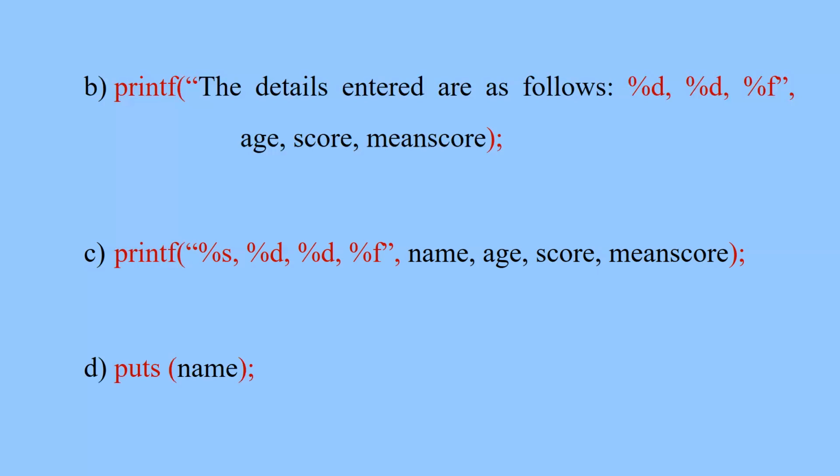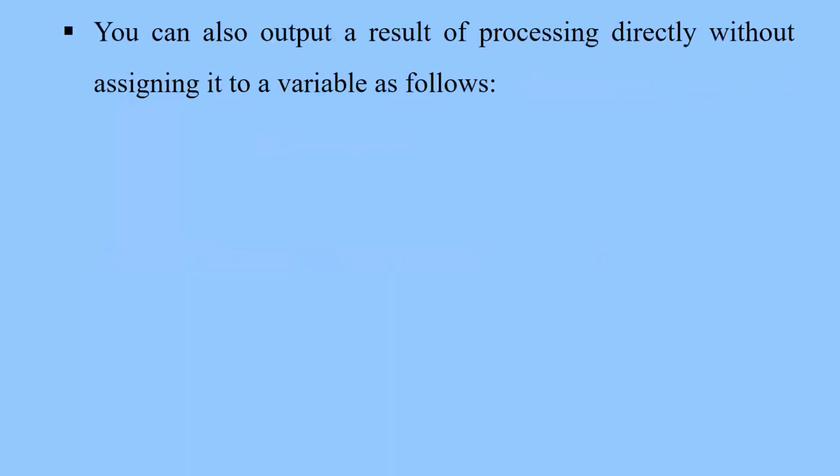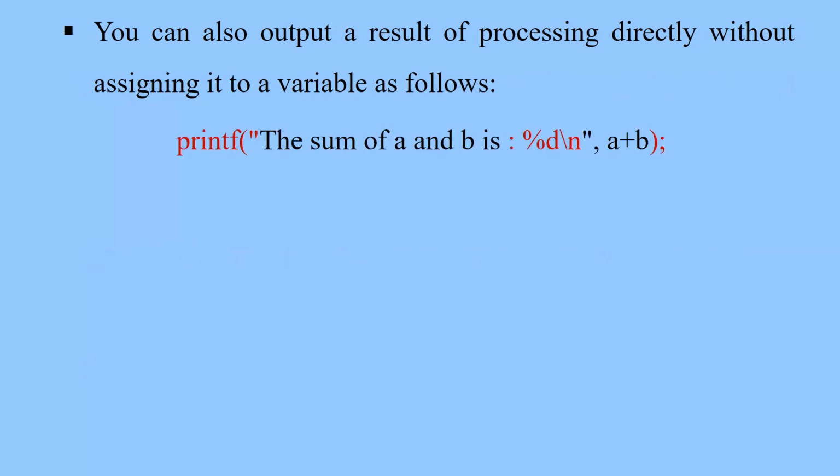Last one is puts, name. You just use puts to display the name. You can also output a result of processing directly without assigning it to a variable, just as we have seen for Pascal. And this is how you do it.